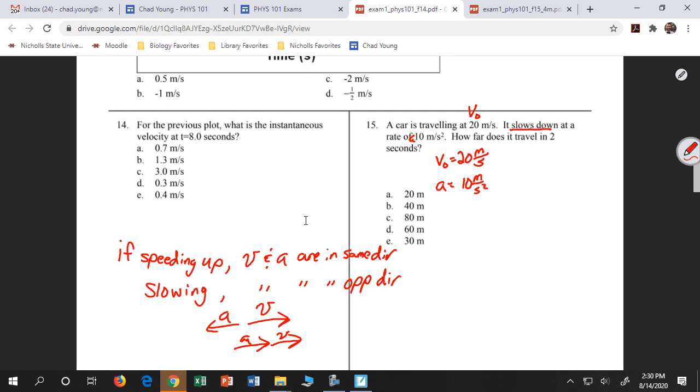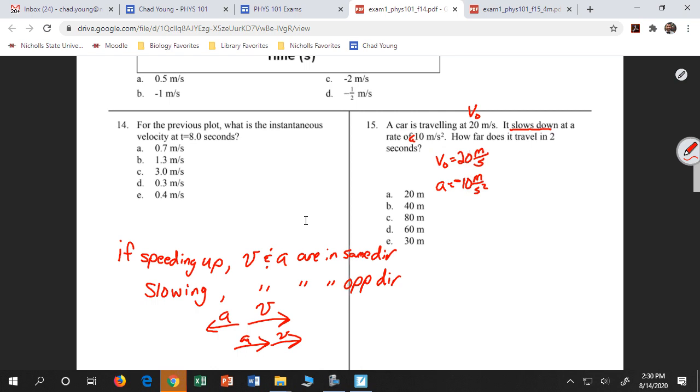And so here, I say all that because it's slowing down, that means the acceleration has to be opposite the velocity. And so that acceleration is going to be negative. I don't say that in the problem. I don't say the acceleration is negative. So you need to pick up on that with the language that I use. Because it's slowing down, it has a negative acceleration.